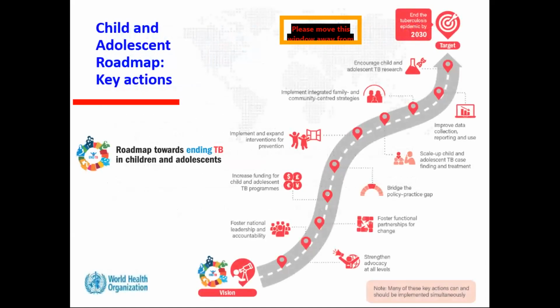And just coming back to the roadmap again, we will not see that actually for us to attain all the 10 key action points to end tuberculosis in children and adolescents, the leadership is actually required. So the roles of the technical working groups together with the country program leadership is actually cardinal in this journey to reach the target of ending tuberculosis.